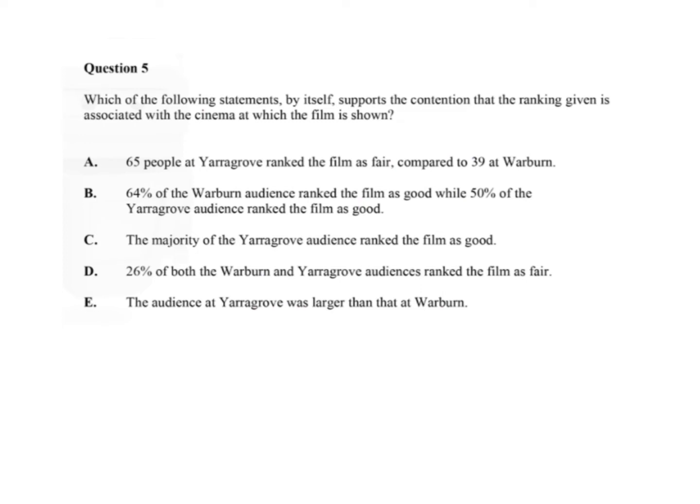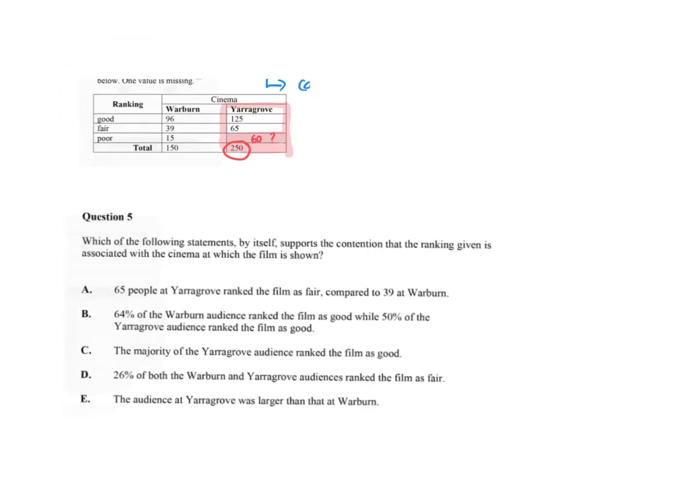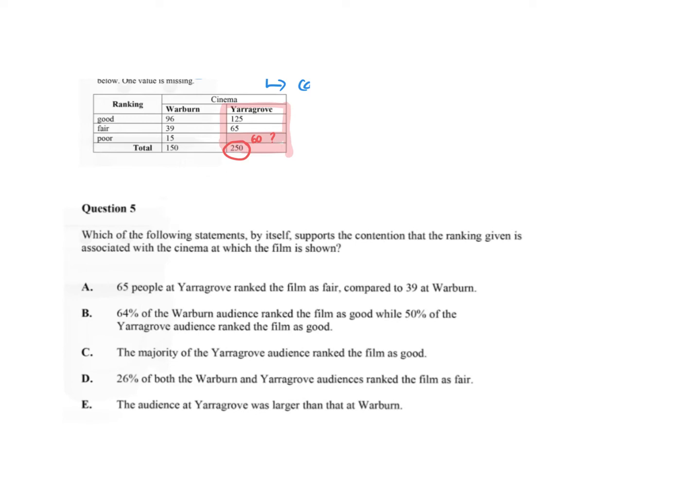Okay, this one is using the data from the question before, so I'm going to go grab that. When they ask, we're not going to go too much into it, we'll look at it later on, but they ask which of the following statements by itself supports the contention that the ranking given is associated with the cinema it's held at. So what they're asking is, does this data show that which cinema you're at would affect how you rank the film?